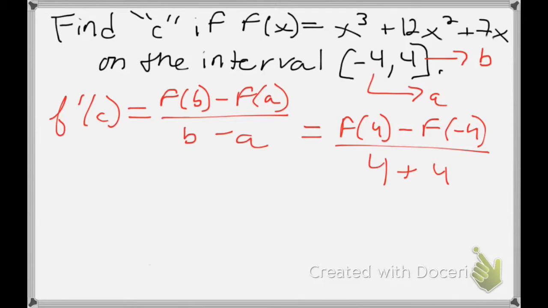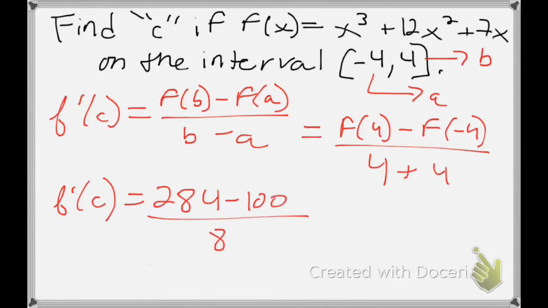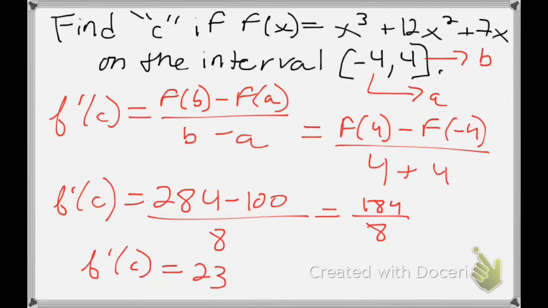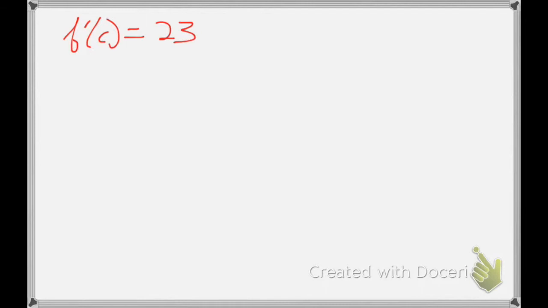Now, with calculator work, once you plug it in, you will see that f of 4 will give you 284, f of negative 4 will give you 100, and 4 plus 4 equals 8. Therefore, this equals 184 over 8, and f prime of c will give you a value of 23. However, we are not done. We are not looking for the value of the average slope. We're also looking for at what point c in our interval this slope occurs.